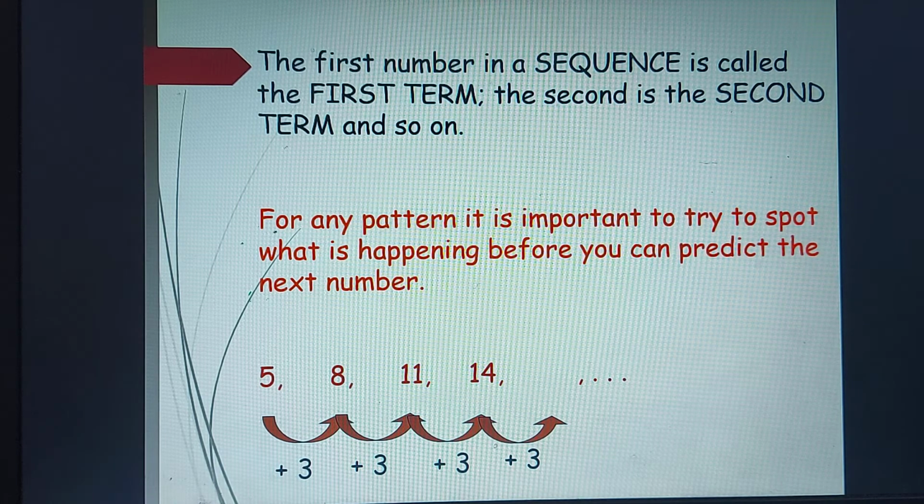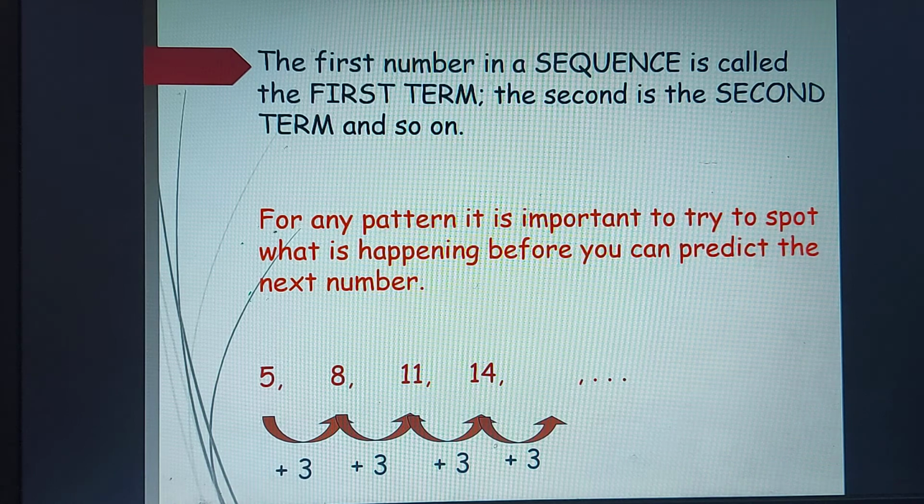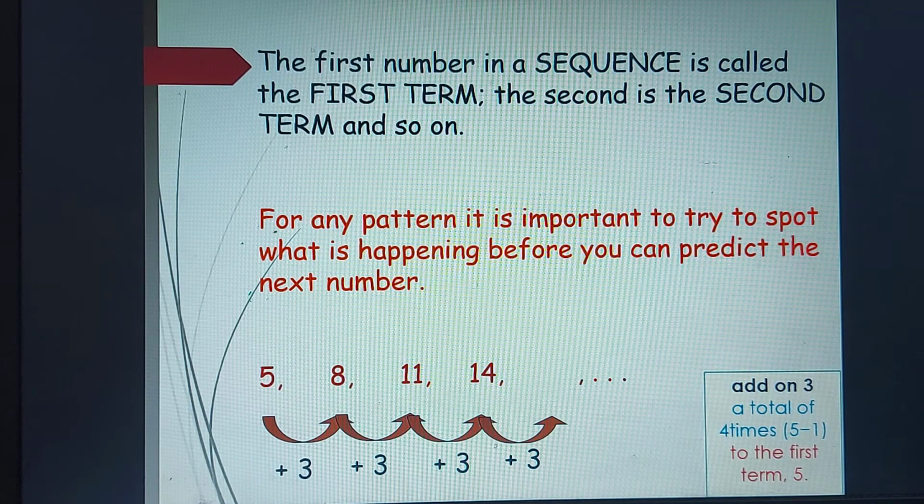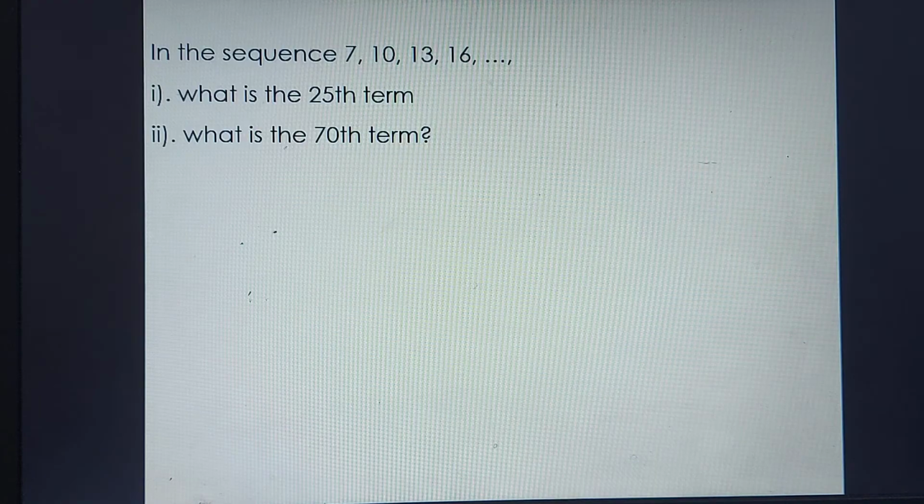But these are numbers. In this lesson, we're going to see how we can also find missing terms in a sequence of patterns. However, numbers and patterns are related, as you see in this lesson. So to find the fifth term, you need to add on 3, a total number of 4 times, to the first term, 5, meaning that to get the fifth term, you subtract 1, which will give you 4. So that is 3 times 4, 12. 12 plus 5 will give you 17.